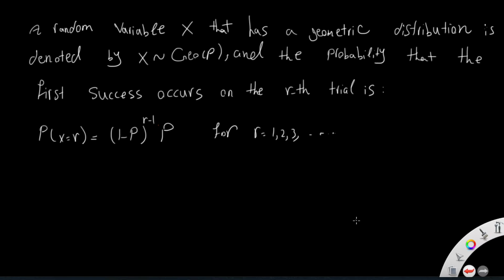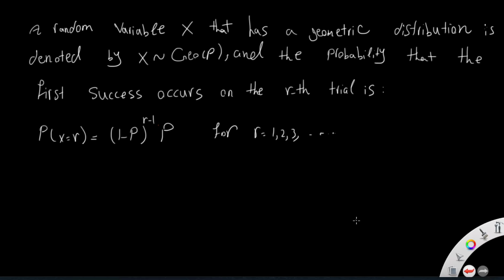Now consider the situation in which you are attempting to roll an ordinary fair dice in order to obtain your first 6. If the first trial is a 6, the probability is 1 over 6. For the second trial, it means that the first trial was not a 6, so it will be 5 over 6, which is failure, times 1 over 6. In order to obtain your first 6 in the third trial, it means that the first 2 trials are failures. This is an example of the geometric distribution.